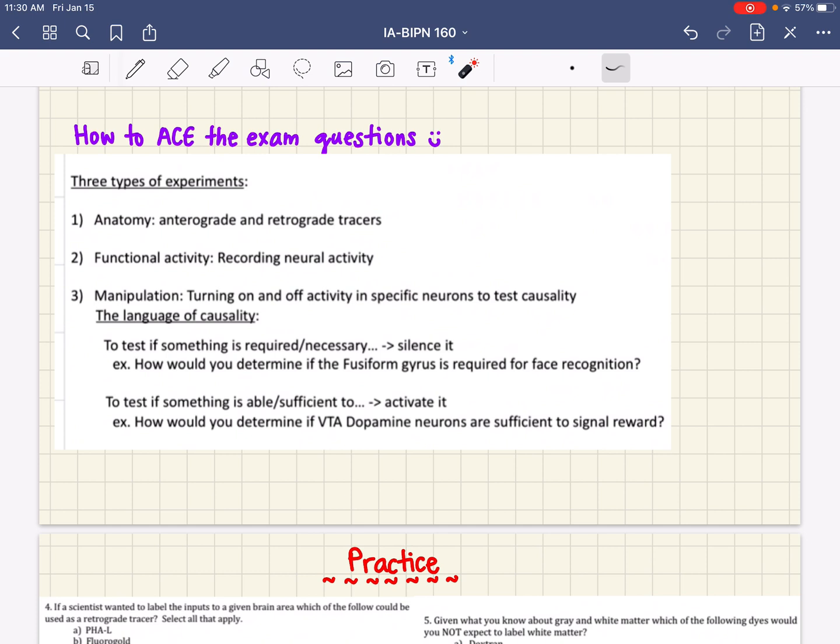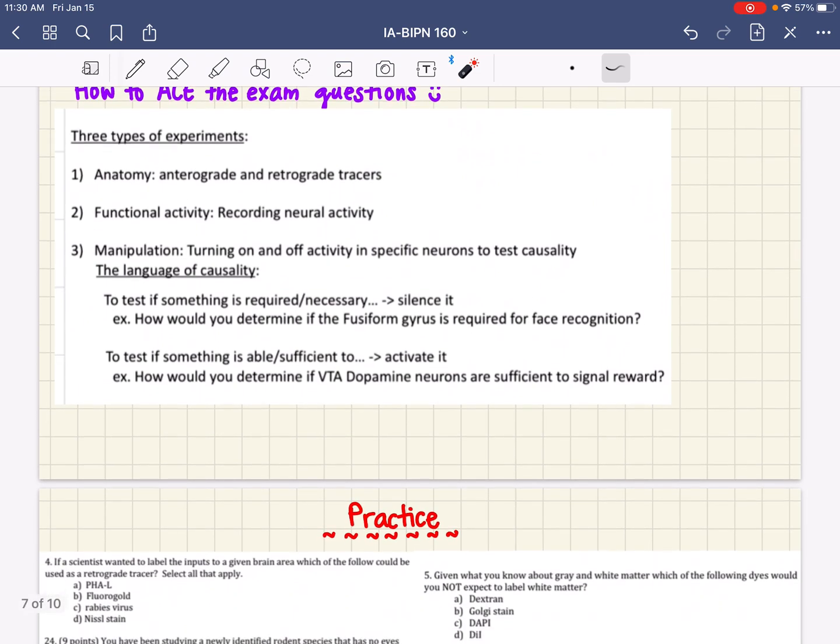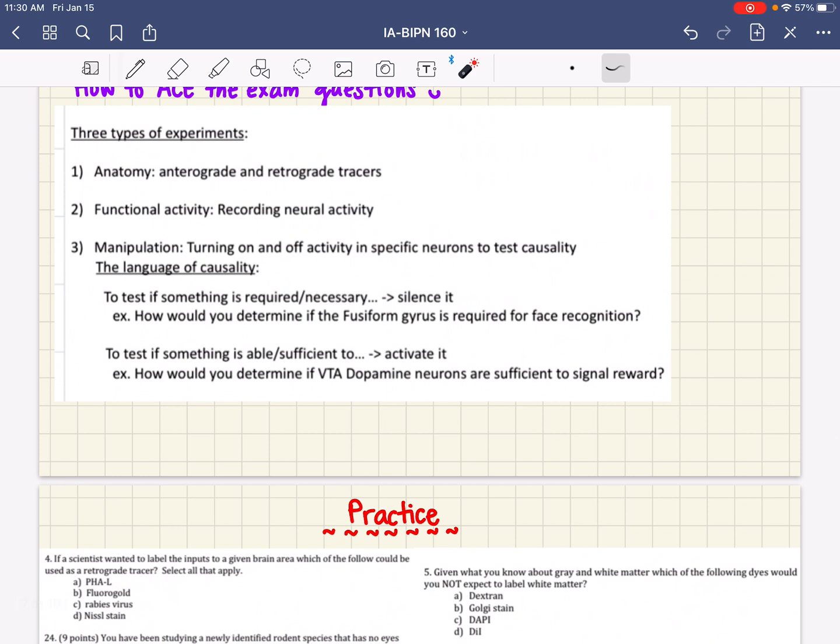If you ask yourself, or if the test question is asking you, is this brain area required or necessary for something to happen? For example, is the occipital lobe required for me being able to see, right? Or a mouse being able to see? Then one thing you can do is silence the occipital lobe. I'm talking very generally. You can silence a brain area and see if that same function is still happening. If it is no longer happening, then you are correct. That area is needed for that function to happen.